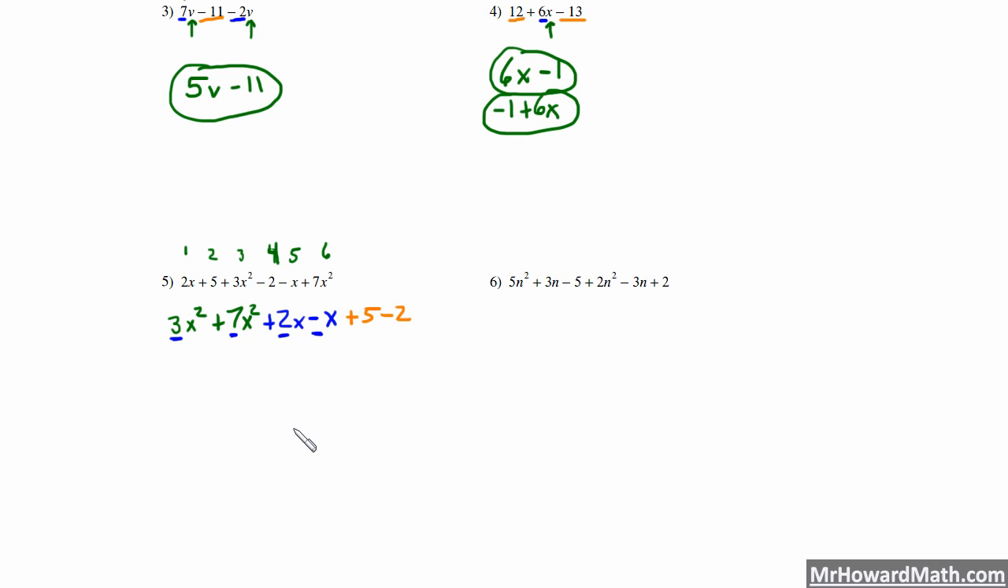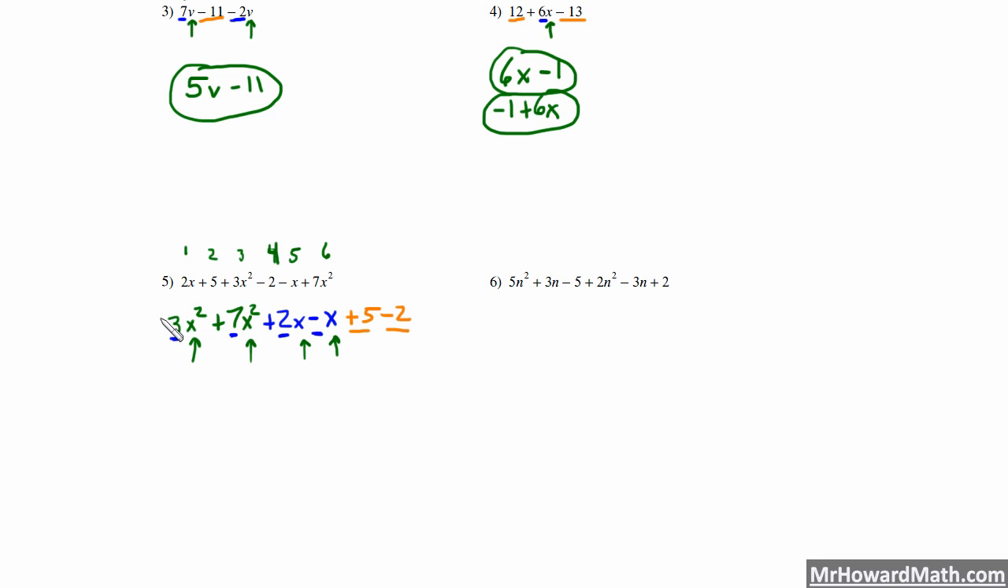Okay. Next, let's identify and underline our constants. So we have a plus 5 and a negative 2. And then let's draw green arrows to our variables. So we have an x there, there, there, and there. Those are all variables.